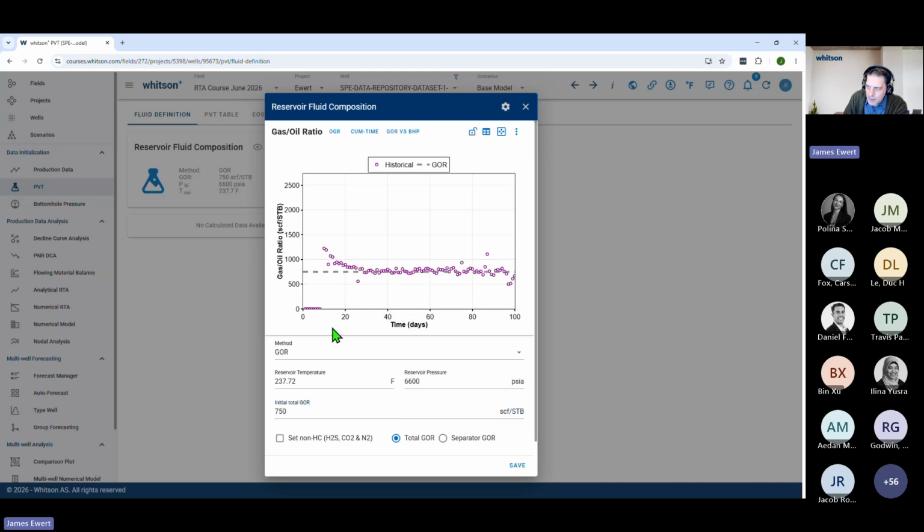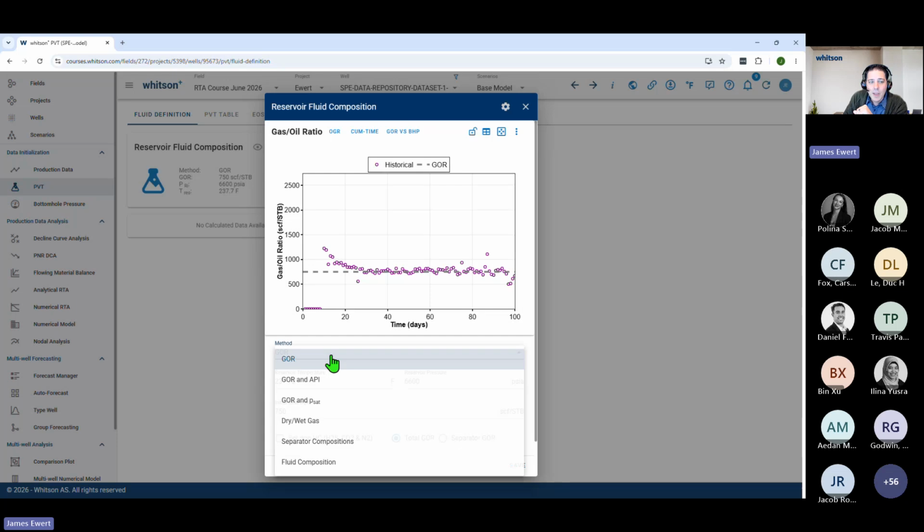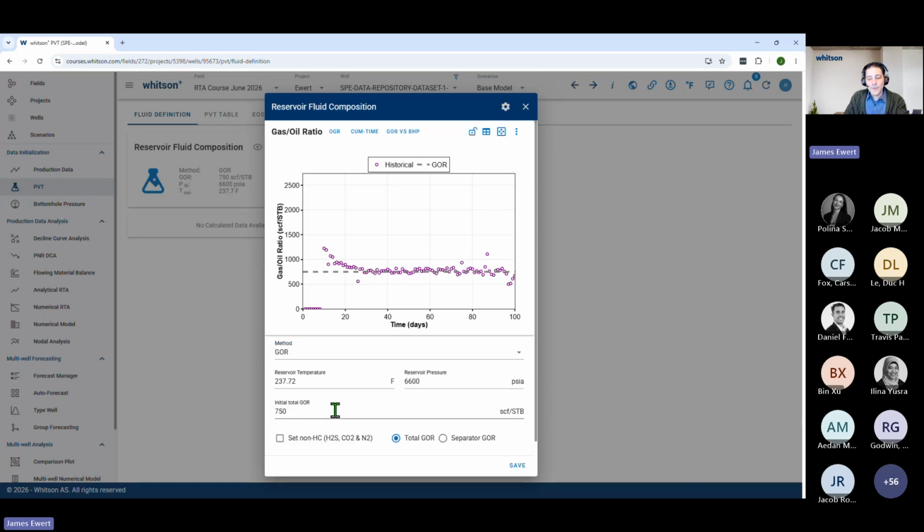Now, to improve on this, if you happen to have an API gravity, you can pair the initial GOR you've selected with an API gravity. Fantastic. Even better, if you have a saturation pressure, you can take that GOR, tune it, and add that saturation pressure as well. So if you have that additional information, that can always help, but really at the very baseline what we require is a GOR. Now I'll make sure that 750 is what's down here, and I'm going to click Save.